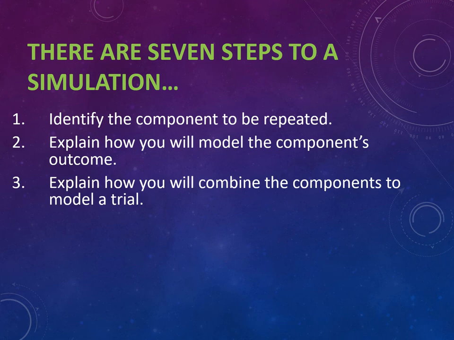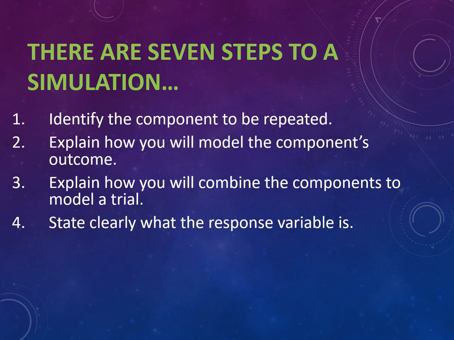Then you want to explain how those components combine to make a trial. For example, rolling the dice three times. What does the trial consist of? Well, I record the results from the three components, and then the trial is completed when I have the sum of those three. What that final thing is, that is your response variable. What I'm recording is the sum of three rolls of the die. You have to specify this.